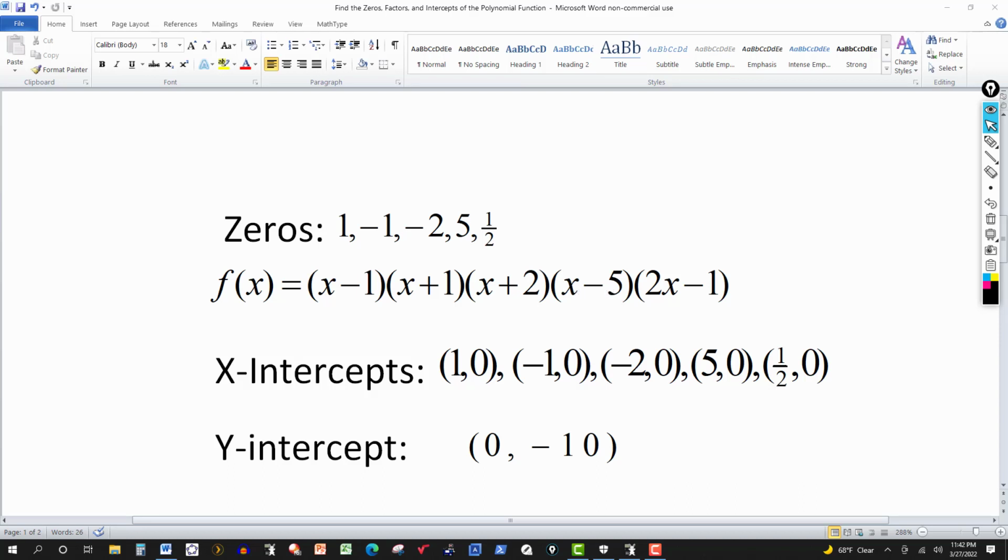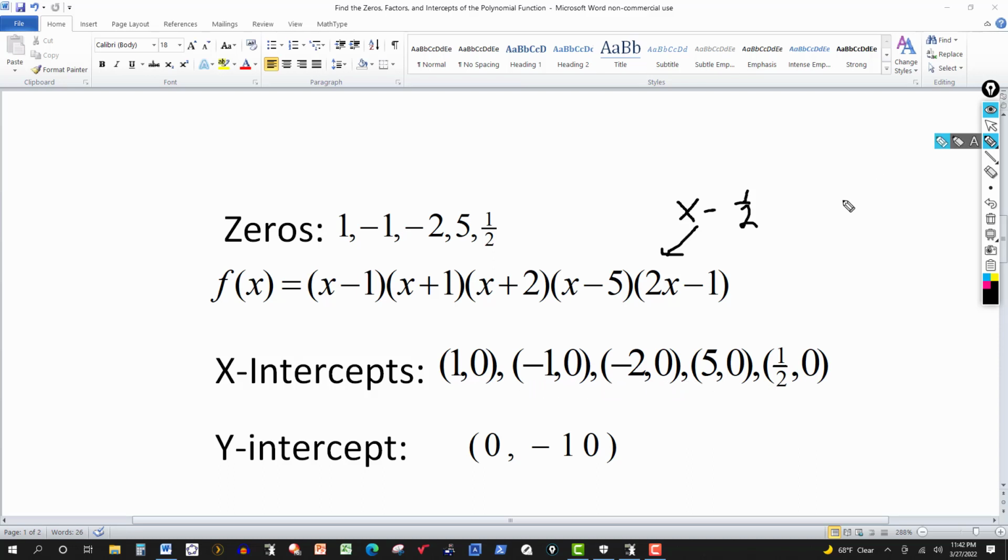1/2 is a 0. Then x minus 1/2 is a factor. This is the same as writing it this way. And like I said, from the zeros you get the first components of the x-intercepts.